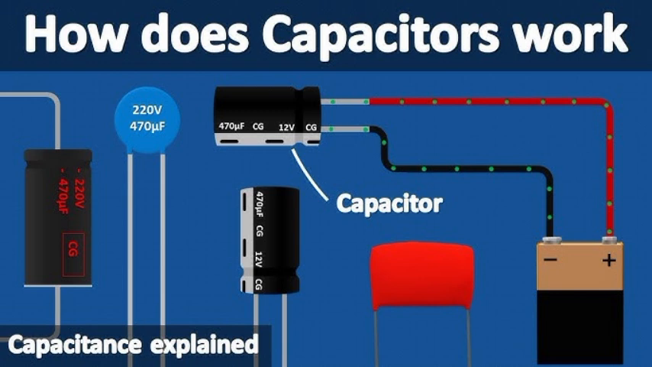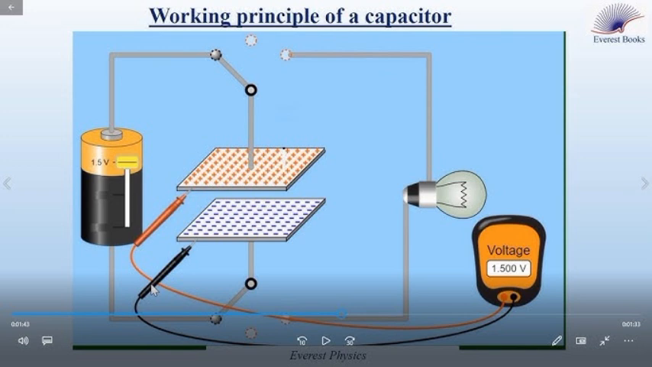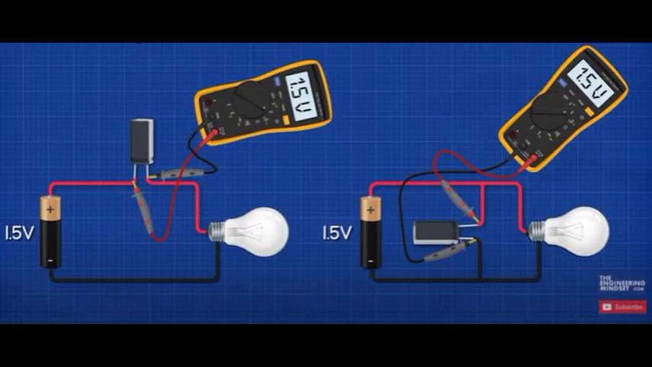Precautions and limitations. Polarity check. Connecting incorrectly can lead to capacitor explosion. Voltage rating. Never exceed the rated voltage. Temperature sensitivity. Higher temperatures can reduce lifespan. Aging effect. Capacitance decreases over time due to electrolyte evaporation.